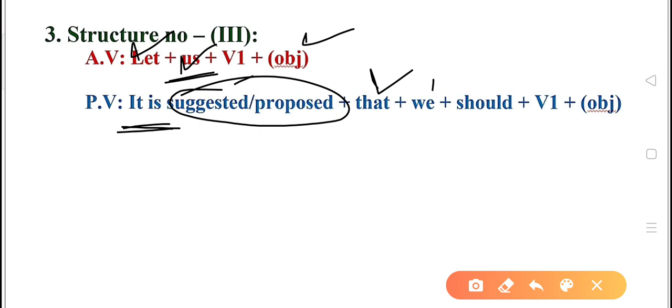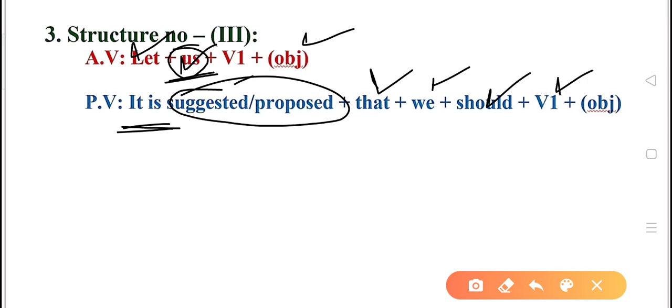That is followed by we, because in active voice we have us, and us is objective case. When we change the sentence into passive voice, we have to change objective case of us into subjective case, and that becomes we. We is to be followed by should, and after should we have to put up first form of the verb. Whatever the verb is there in active voice, it should come after should. And if there is object in active voice, verb is followed by object, otherwise we put a full stop.